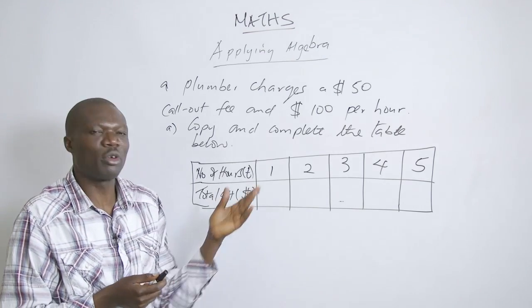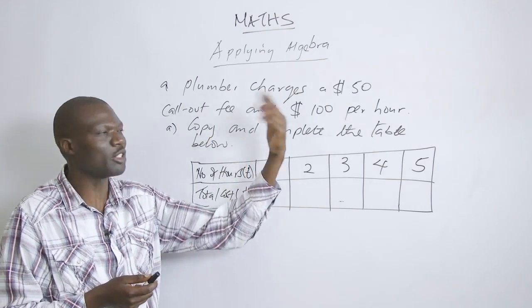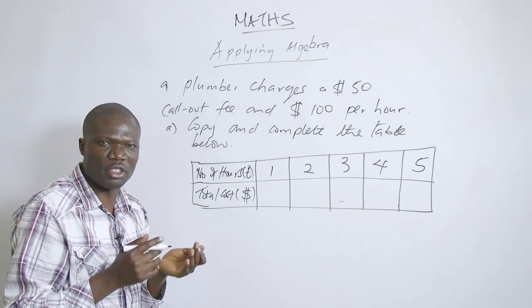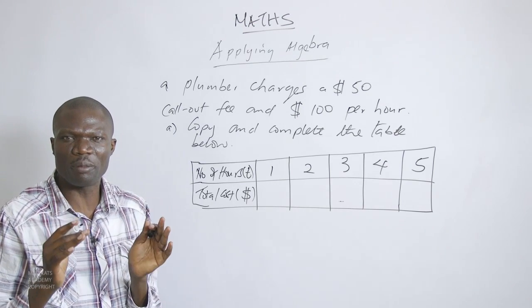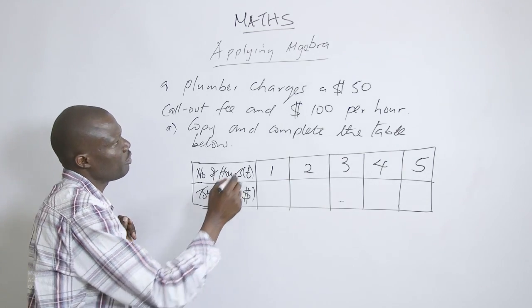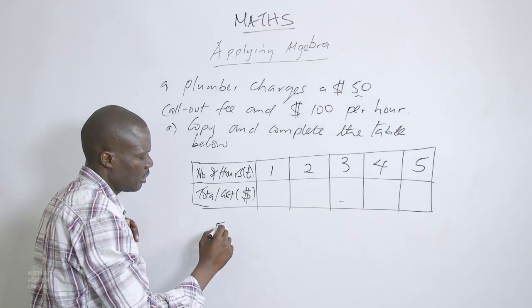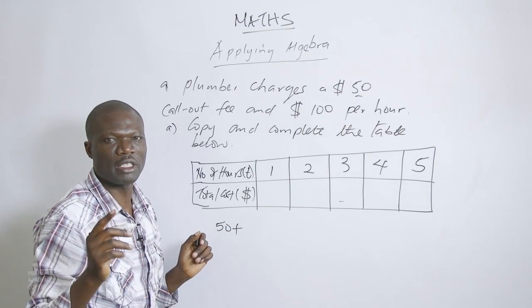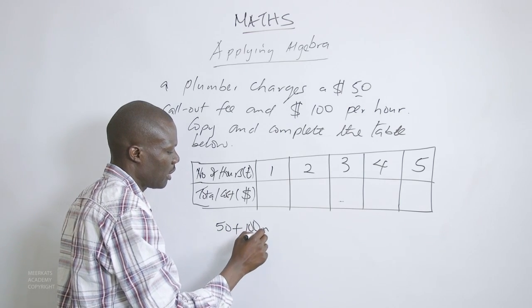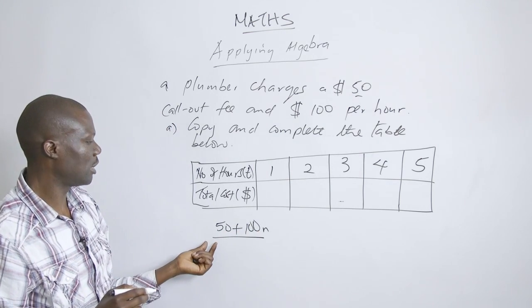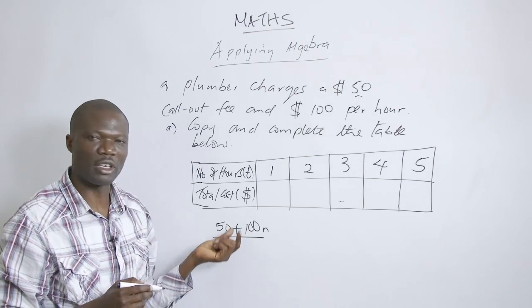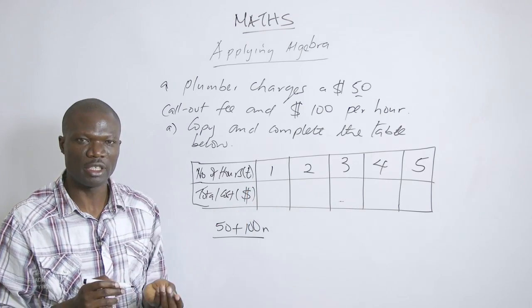To fill this table, we first need to come up with a general expression, and then we start substituting. The general cost for one plumber, if this plumber is hired for a certain number of hours, will be the call-out fee, which is 50, plus what he charges per hour, which is 100, times the number of hours. This is the general expression that is going to guide us as we fill this table.